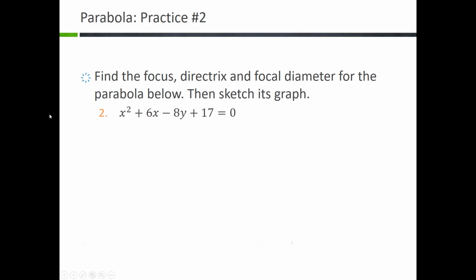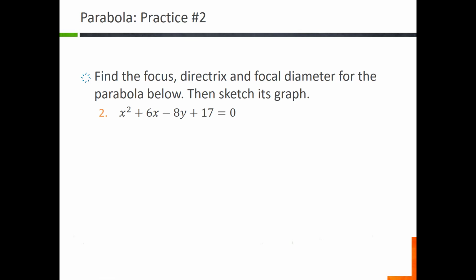So let's look at a couple examples here. x squared plus 6x minus 8y plus 17 is equal to 0. So we're going to do completing the square again for the x term. So let's group the x's on the left side and move everything else.